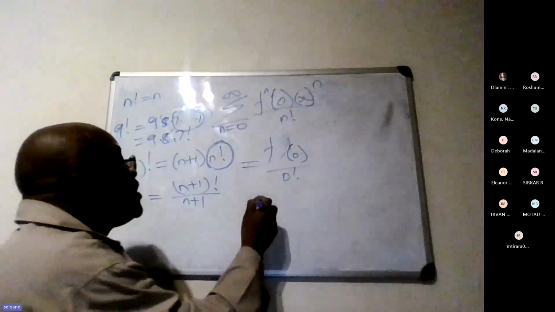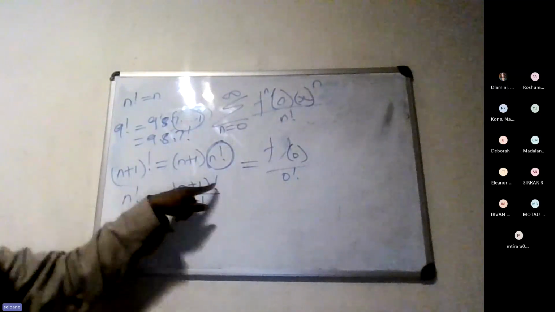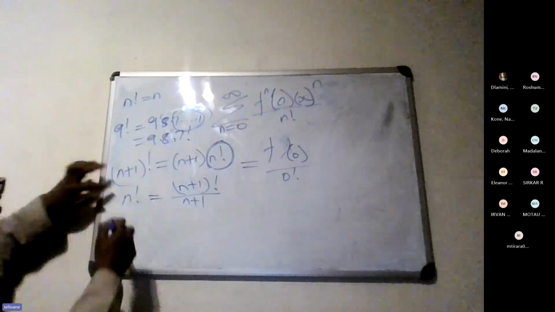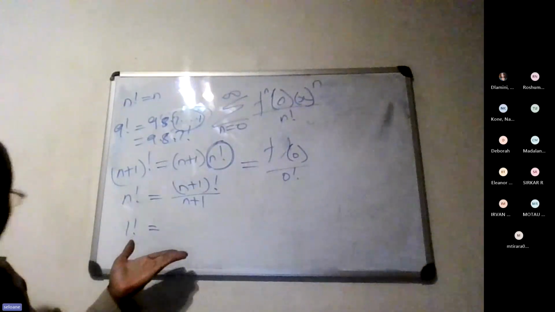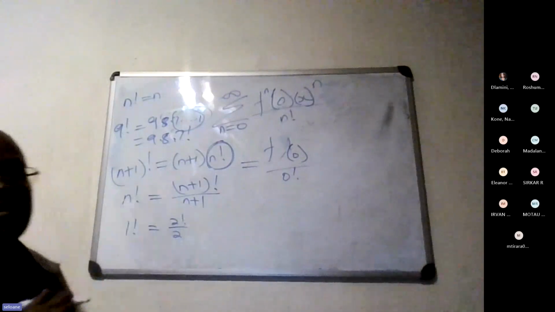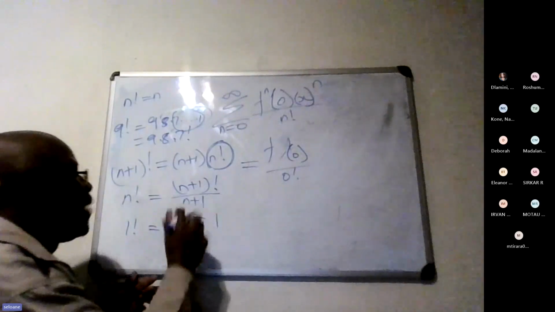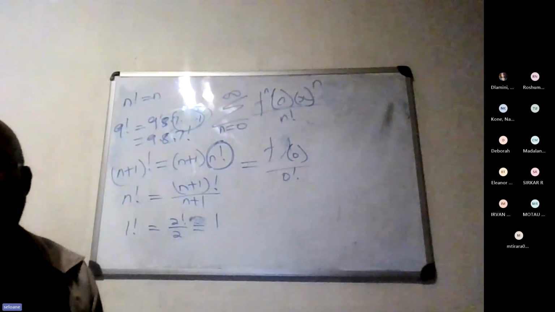Then, if you let n be equal to 1 in this formula, don't forget n is 1, then 1 factorial will be 2 factorial divided by 2, which is 1. And that is why we say 1 factorial is 1.